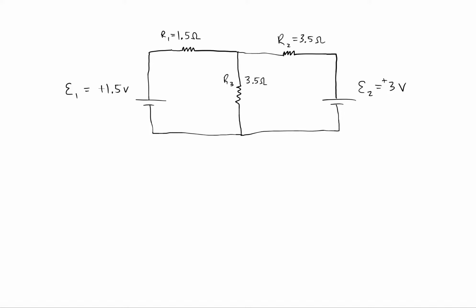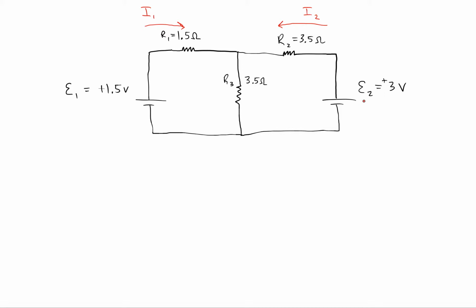Okay, so we all know that current likes to flow from positive terminal to negative terminal if we're talking about conventional current. So because we have a positive terminal here, it may be reasonable to guess that current will flow this way through R1. And we have a positive terminal here, so it could be reasonable to guess that I2 will flow counterclockwise in this section.